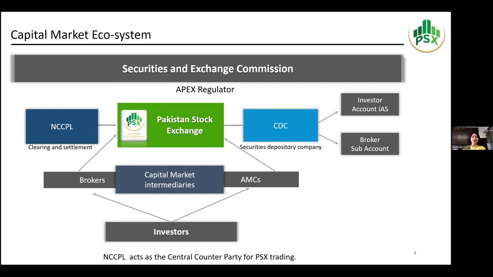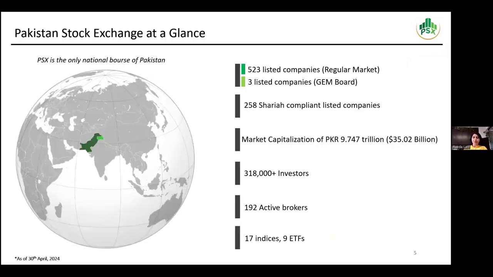The capital market intermediaries are the way to access the stock exchange. You could do it through the AMCs or through the brokerages. For the Roshan Equity Account, you can do it. You can access the stock exchange through the Roshan Equity Account and brokerages, whichever is your chosen broker. We have about 523 listed companies, and we have three GEM board companies also.